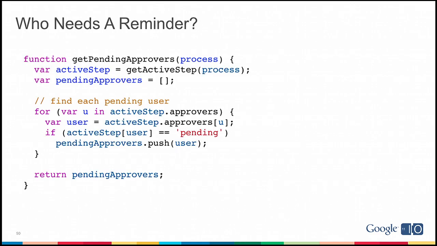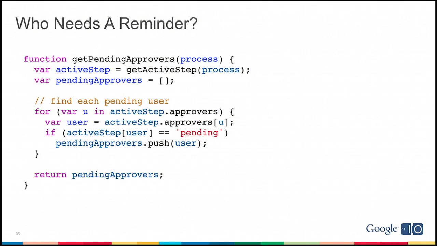So the first thing we're going to do is figure out who needs to be reminded. So we're going to get the pending approvers from our process. The pending approvers are going to be the approvers on the active step. So we're not really concerned about spamming everybody who's in the process, just those people who are pending. The first thing we do is we get the active step, and I'll show you that code in a moment. And then we're going to set up an array of pending approvers. So we don't want to spam the people who have already approved. We just want those in the step who are set to pending. So for every user in the list of approvers in the active step, we're going to check their status. So if the active step for user X is pending, then we push that user back onto the pending approvers.